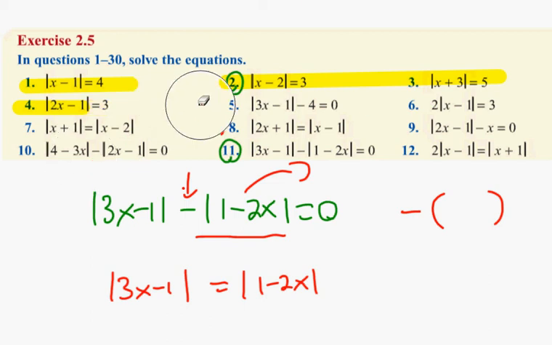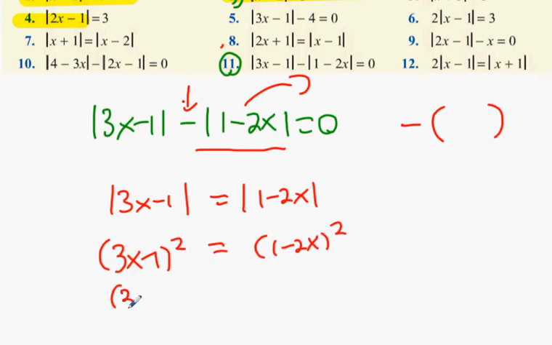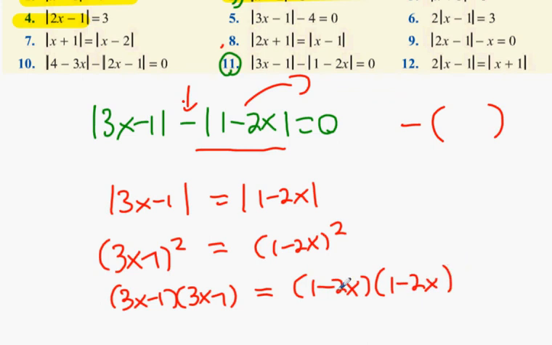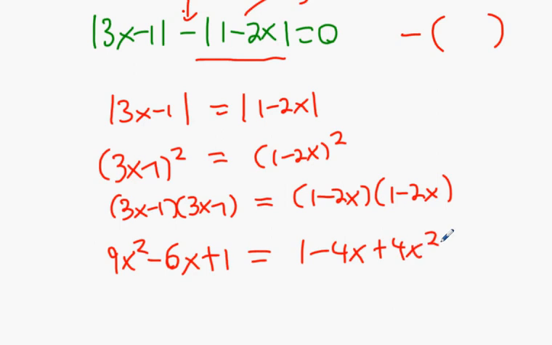Now, what do I do next? Square both sides. 3x minus 1 squared equals 1 minus 2x squared. We all understand that that means 3x minus 1 by 3x minus 1, and this one means 1 minus 2x by 1 minus 2x. Multiply out both sides. 9x squared, I'm going to do it fast, plus 6x plus 1 equals 1 minus 4x plus 4x squared. Bring them over to one side. I'm going to get 5x squared.